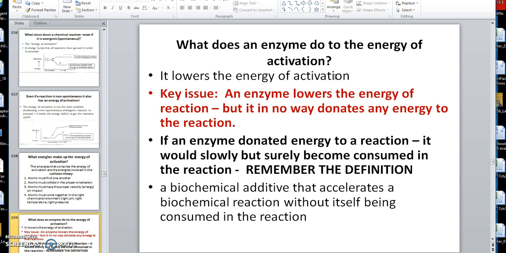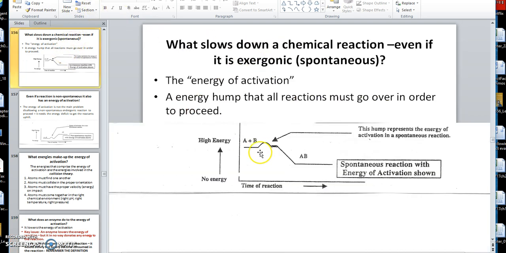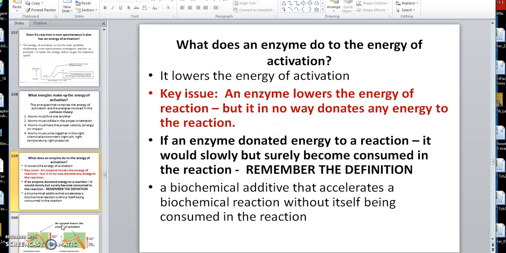Now, I'm going to go back to this slide here. If the enzyme came in and donated energy to this, it would gradually be consumed because each time it gave energy, it would lose some energy. So in some kind of way, it's got to do it without being consumed. That means it's not going to give energy and go over the hump. Okay? So we go back.